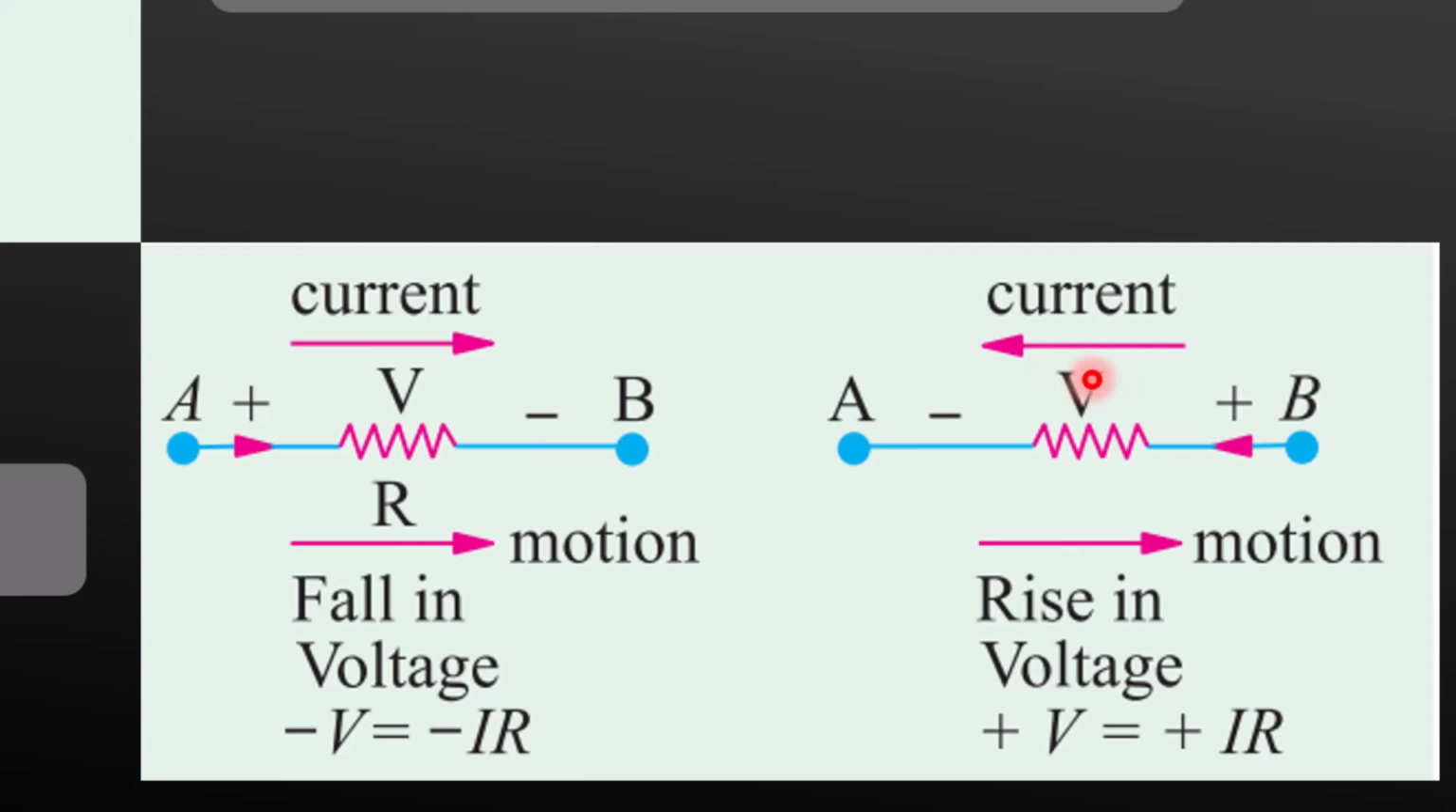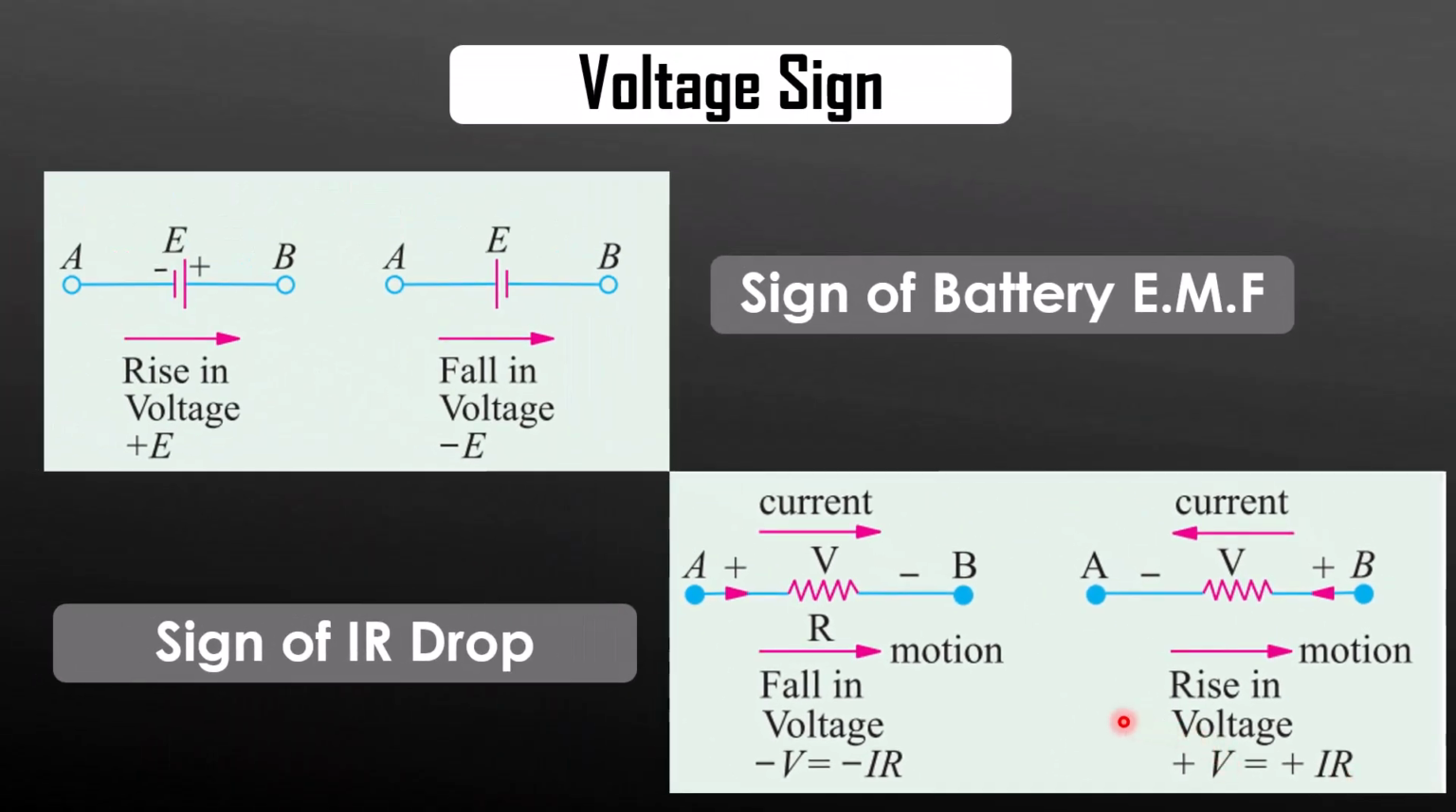Here you can see that if the current direction is from terminal B to terminal A, and if we are moving through the resistor opposite to the direction of the current, it means that the voltage sign will be positive because we are moving from the lower potential towards the higher potential, and plus V is equal to plus IR. So these figures are very important to remember when determining the voltage sign during solving the equation.